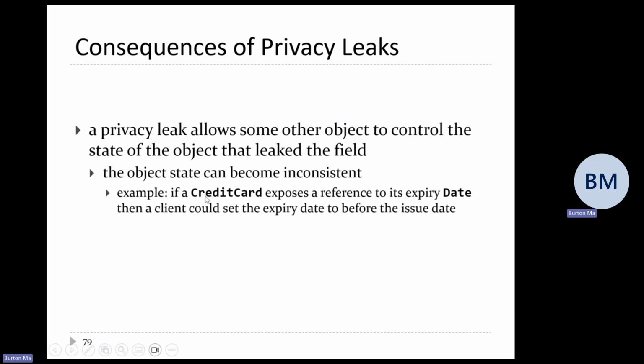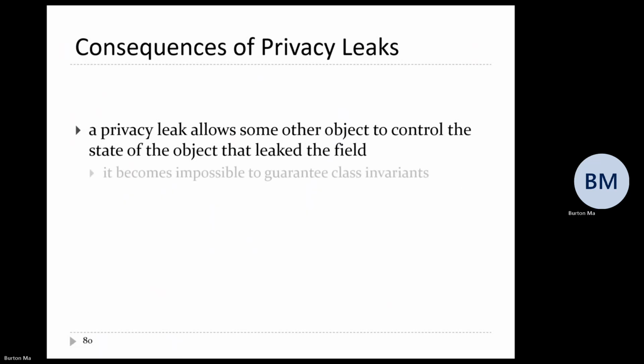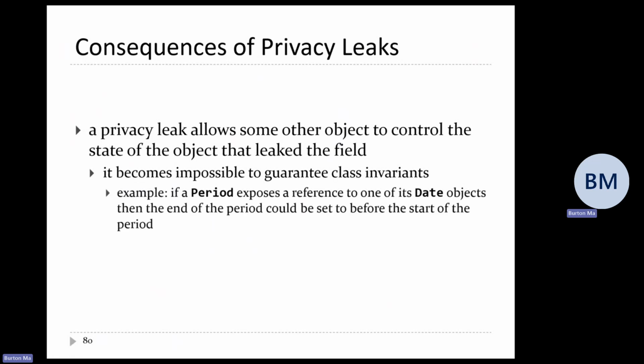If you make up an example like a credit card, every credit card has an expiry date. So if a credit card exposes a reference to its expiry date, then someone can just take the expiry date and change it, which is probably not good for your credit card. In the case of the period class, not only can the state of the object become inconsistent, it's impossible to guarantee any class invariance. So in the period class, the start time can become after the end time, which breaks the class invariant of the period class.